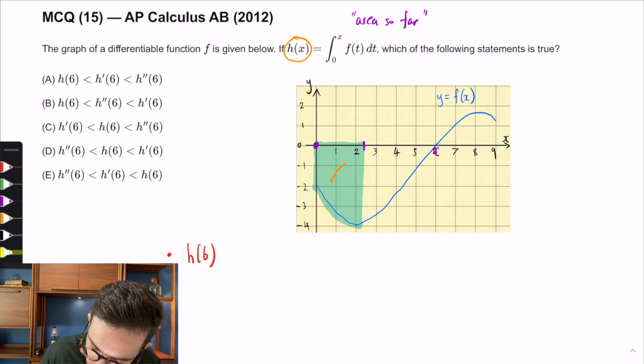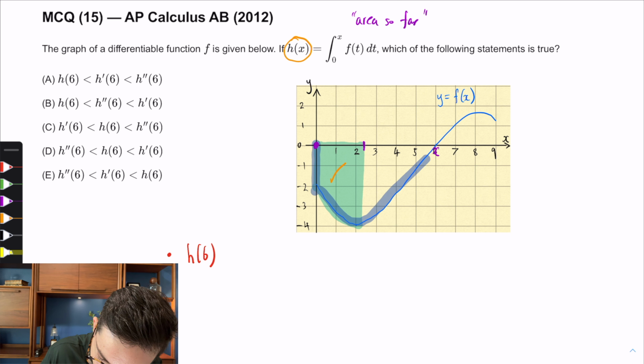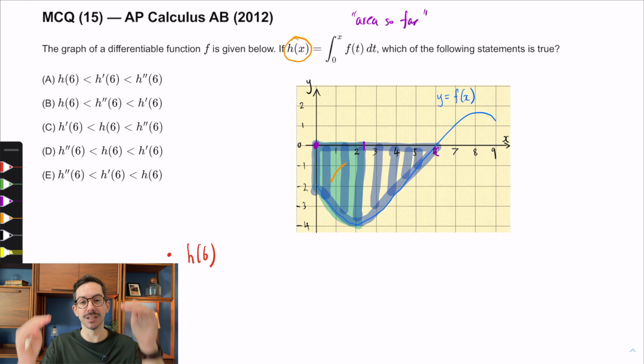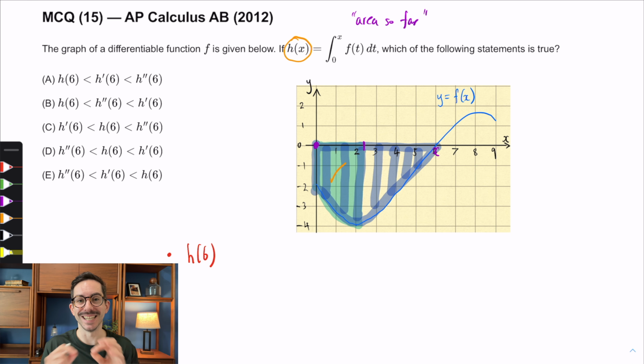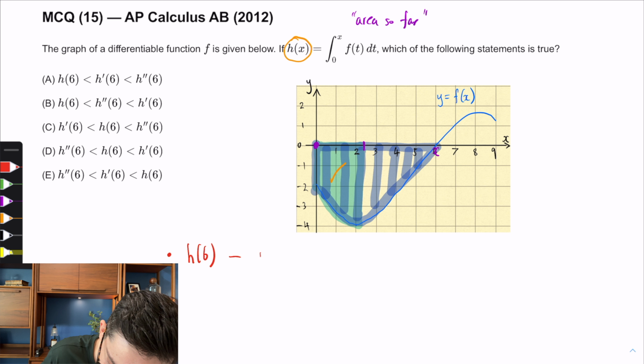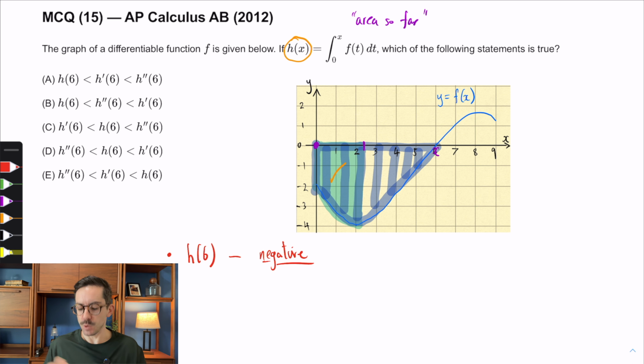So that area so far that I want to calculate to figure out h of 6 is this entire area here. Okay, well, I have no idea what that area actually is, but I do know that it is entirely below the x-axis. So that means that the definite integral will see that as a negative area, a negative value. So whatever h of 6 is, it is negative.